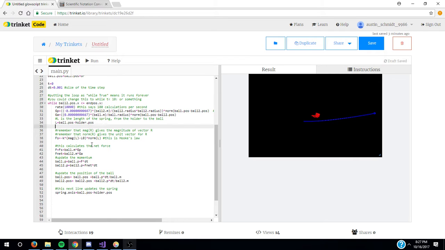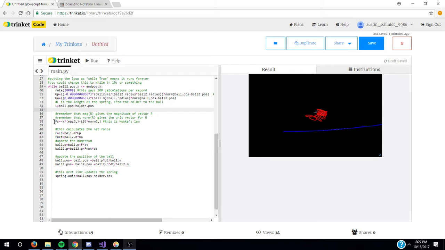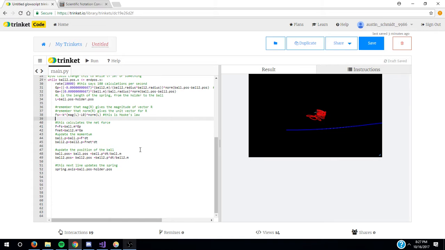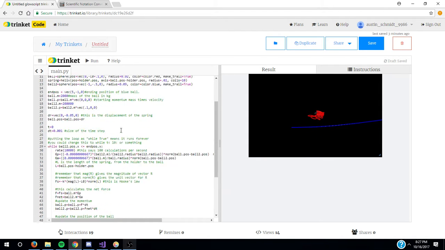This next line gets the length of the spring, and then we calculate the spring force from that using Hooke's law. So after that, we calculate the force that each one is exerting on each other, update the momentum based on that force, update the position based on that, and then update the spring for this red ball here so that it can keep bouncing around.